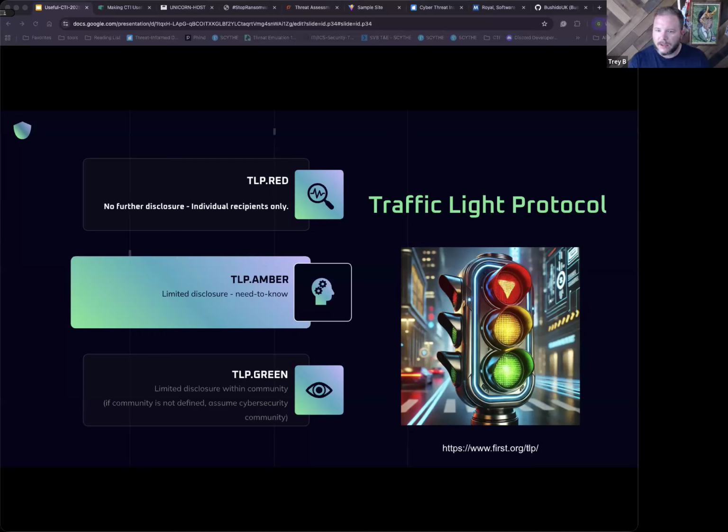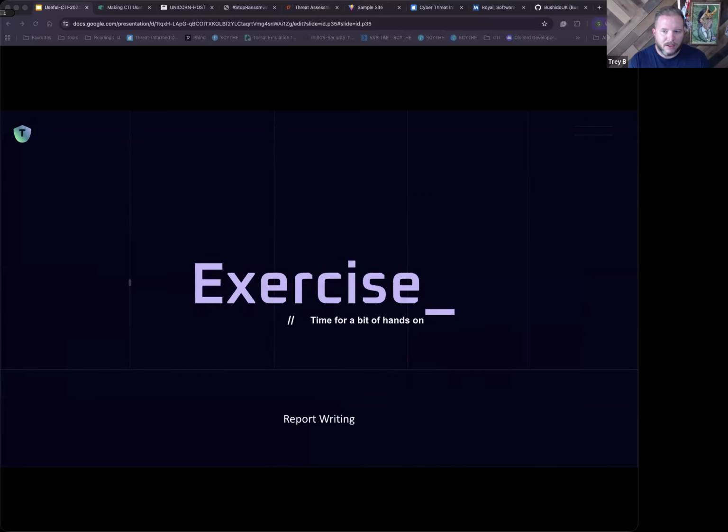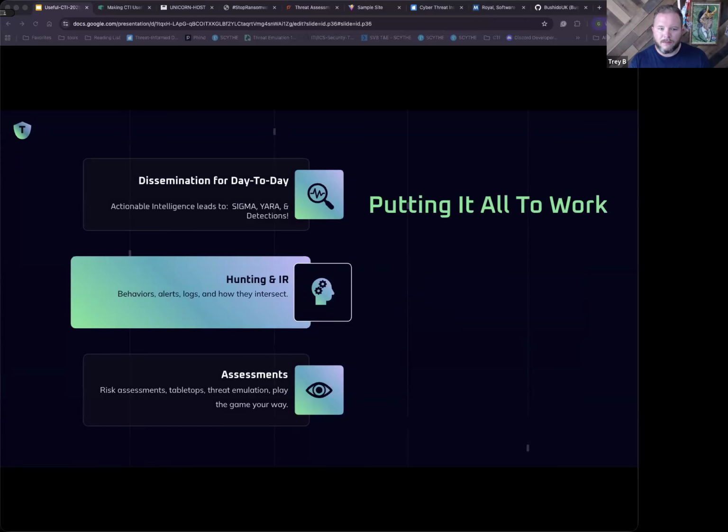Ooh, 4 minutes. Let's see how I can do here. There is one last bit of exercise. I'm going to skip this for now, guys. You can come back at the end and play with the authoring tools and the reports if you wish.